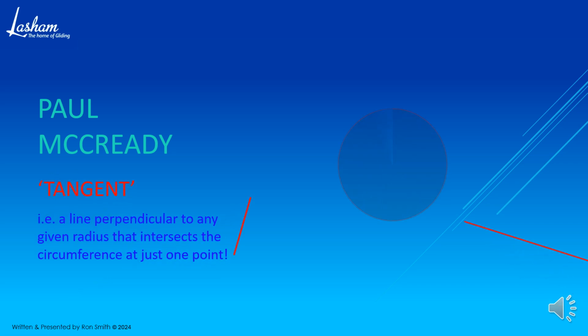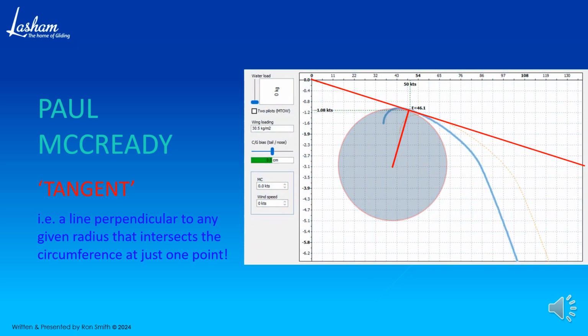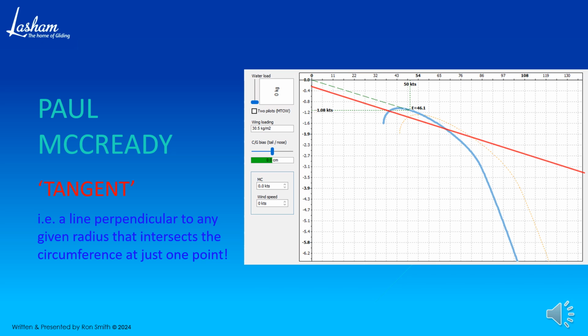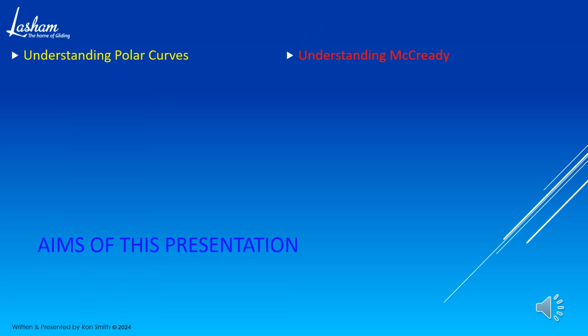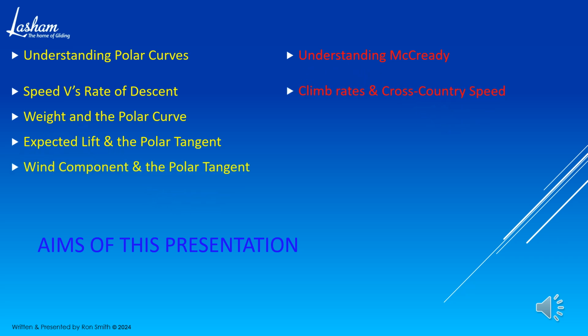The speed polar uses tangents to define best speed to fly for any given rate of climb or rate of descent, or any given headwind or tailwind component. Here, a tangent to the polar curve is showing the best glide speed for one crew member and no water ballast, i.e. lightest wing loading. To understand McCready, we must first understand polar curves. Here are the topics we will explore throughout this presentation.